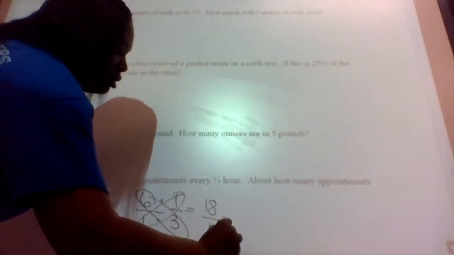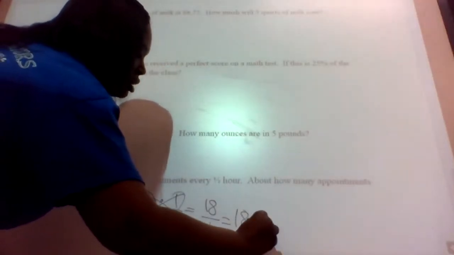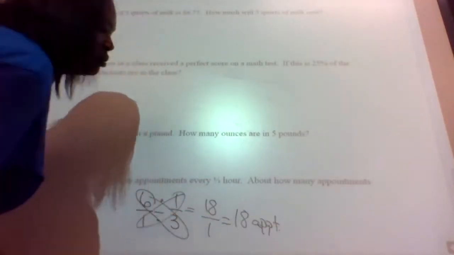All right. So this is what this one looks like. You have 6 hours, and you're going to divide it by 1/3. 6 times 3 is 18. 1 times 1 is 1. So that's 18 appointments. Or you can do this.